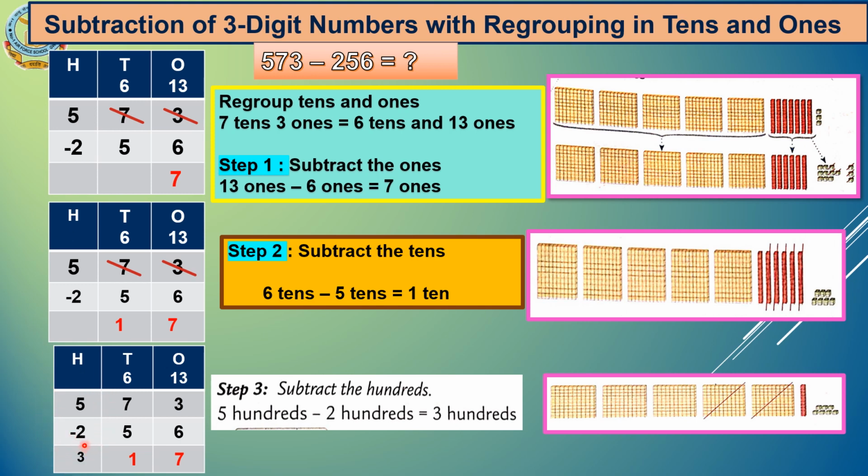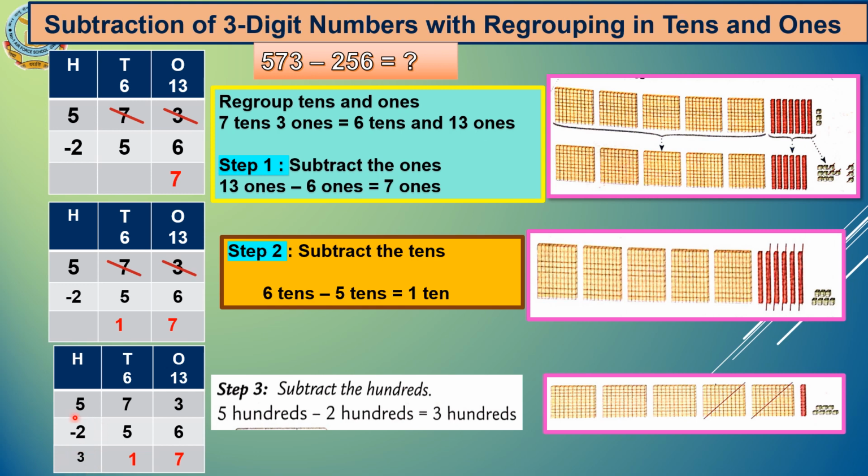We will see that 2 hundreds is less than 5 hundreds, so it can again easily be subtracted. So 5 hundreds minus 2 hundreds is equal to 3 hundreds. So 5 minus 2 equals 3. So write down 3 in the hundreds column.